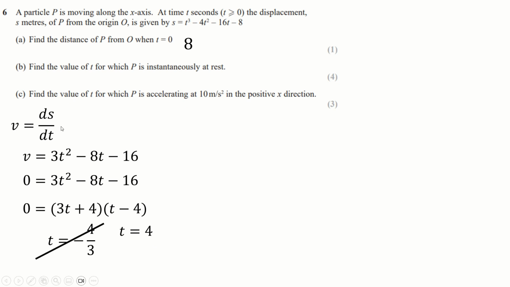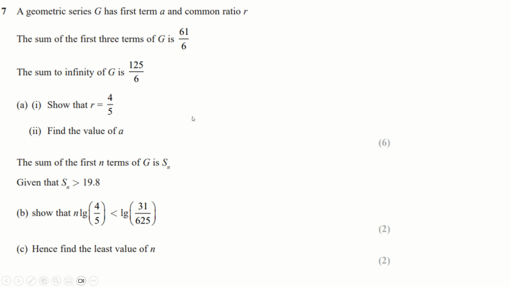And then a is dv by dt. So dv by dt is just this differentiated, which is this. And it tells us a wants to be 10, so we'll make it 10. And then we'll solve this and we'll get t is 3. And we are done. Good, that was a nice quick question.